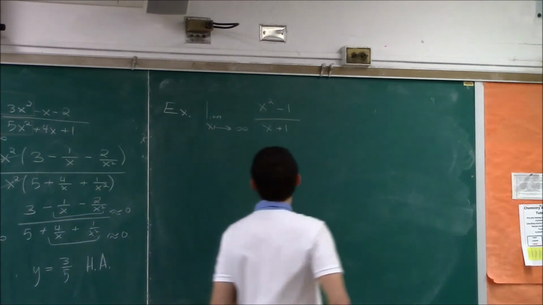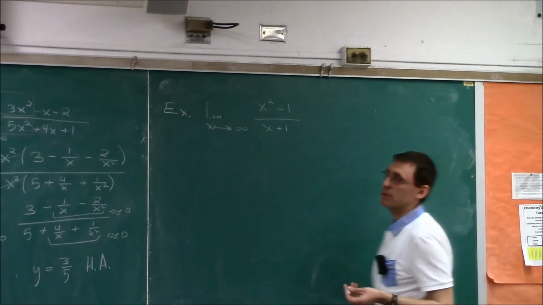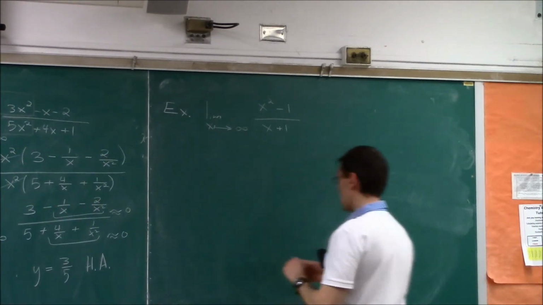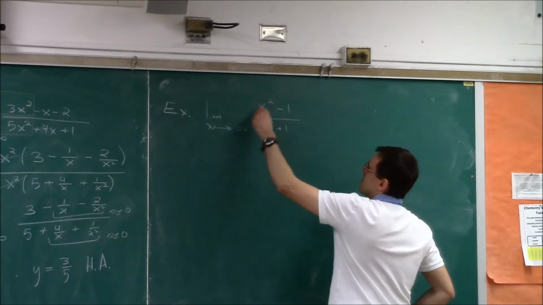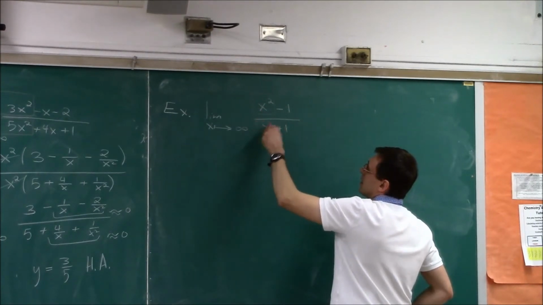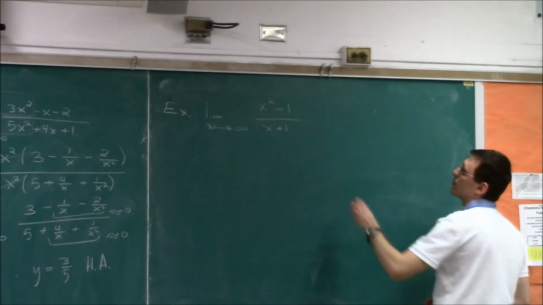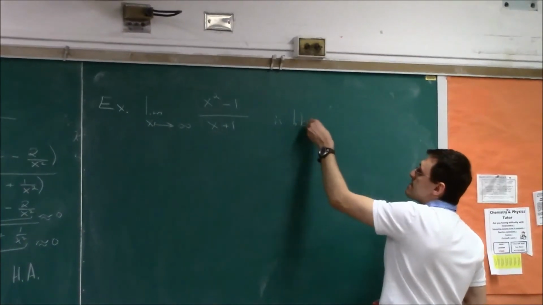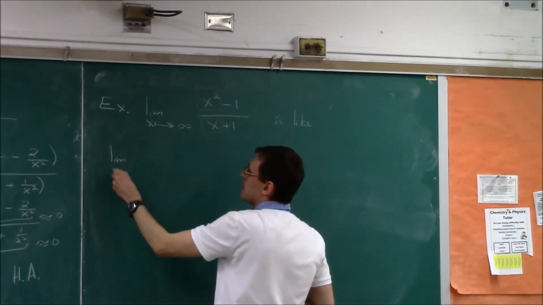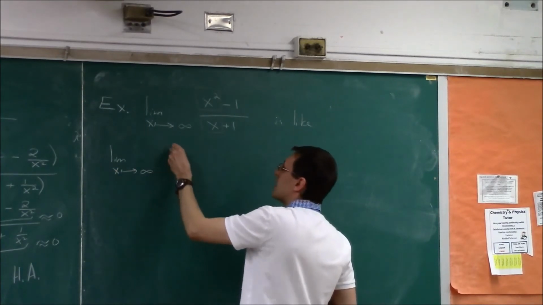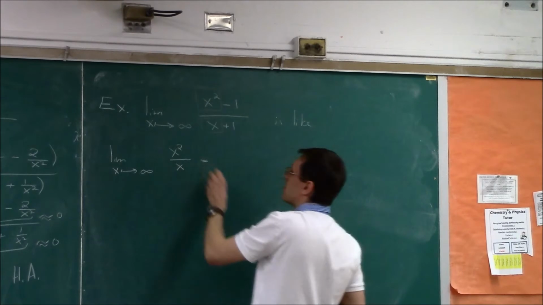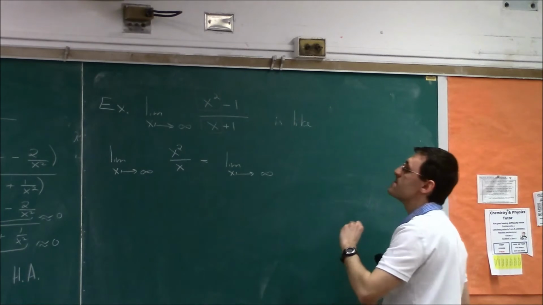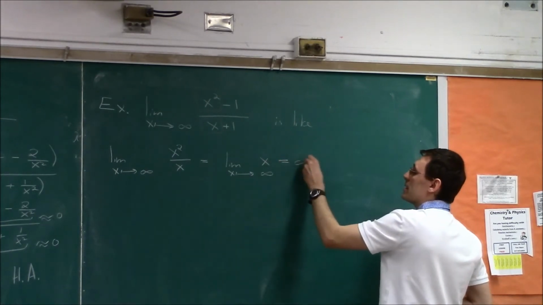All right? What do you see this limit as? Infinity. So we can just be lazy here. We see the numerator. We see the denominator. So you can say this limit is like the limit as x goes to infinity of x squared over x, which is the same as the limit as x goes to infinity of x, which is infinity.